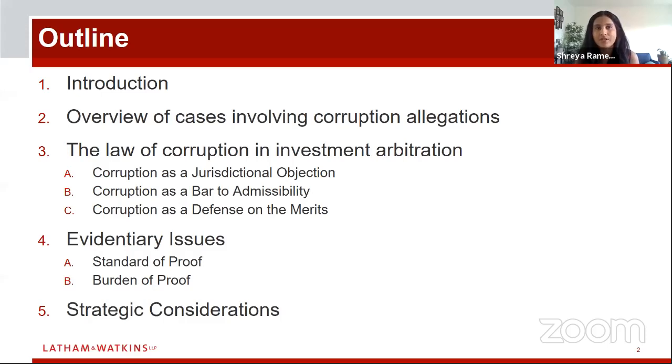Some of the attendees today are also students, including first-year law students. So I'll do a fairly basic introduction to investment arbitration. And from there on, we'll discuss some of the cases and get into the weeds of investment arbitration, and particularly ICSID arbitration. We'll discuss the various stages of dispute resolution before the ICSID, where corruption claims can be brought.